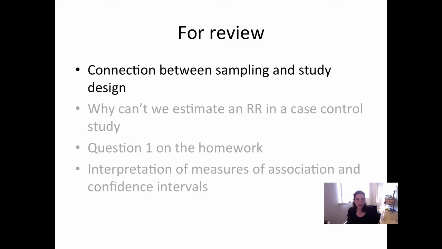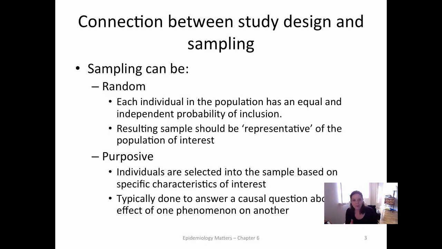So let's start with the connection between sampling and study design. Okay, so let's start with sampling. Leaving aside any kind of issues related to study design, there are basically two different ways that we can take a sample from the population. One, the sampling can be random. And when we talk about random sampling, we mean that each individual in the population has an equal and independent probability of inclusion in the sample.